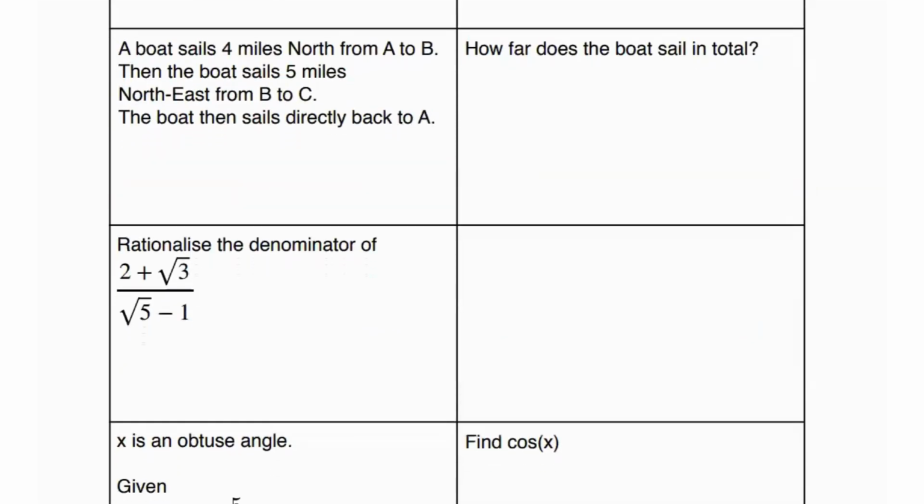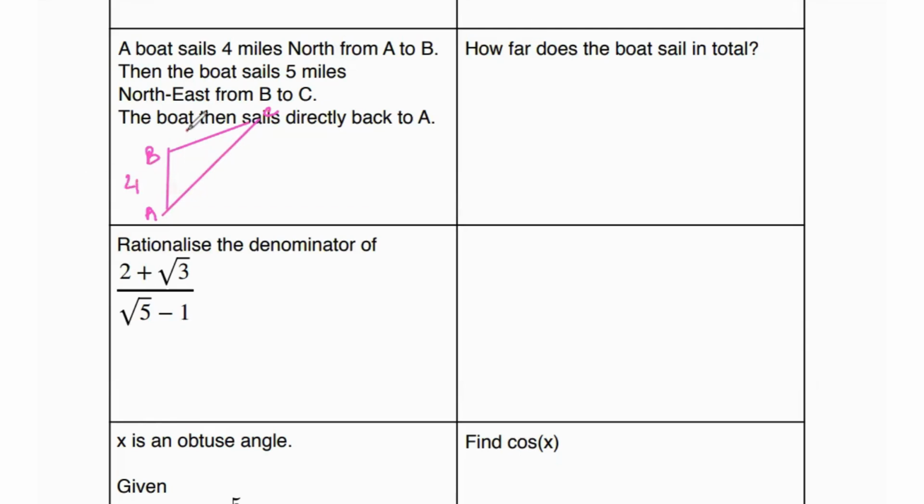Then the boat says 4 miles north from A to B. So it's going north from A to B. Then the boat says 5 miles northeast from B to C. So that's C. The boat then sails directly back to A. So it's coming back over here. How far does the boat sail in total?